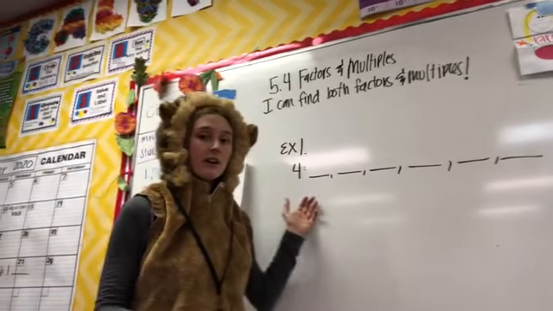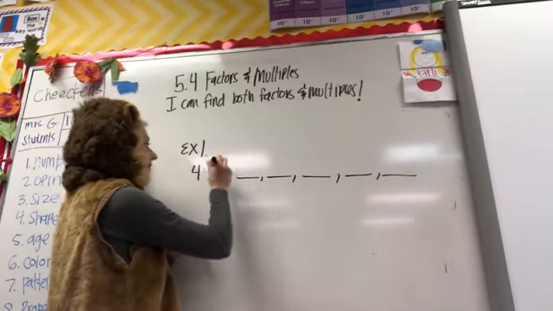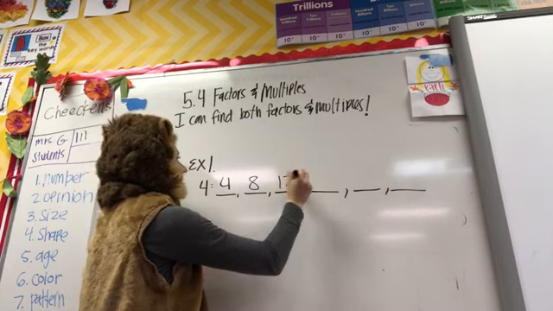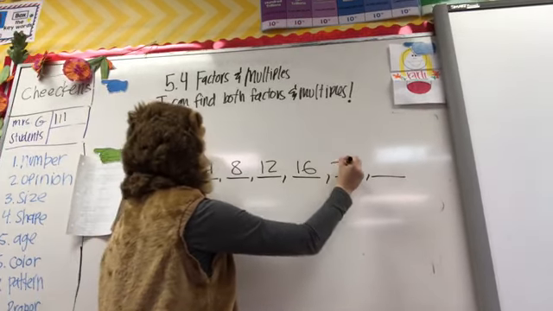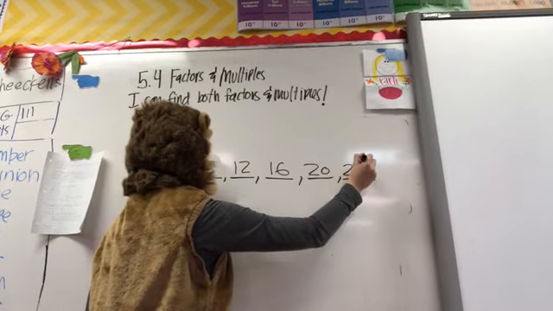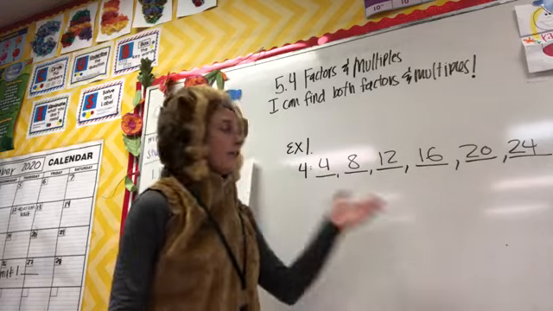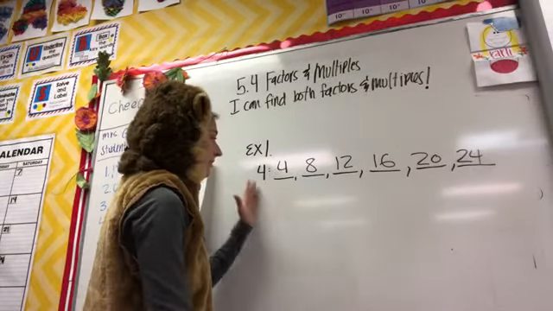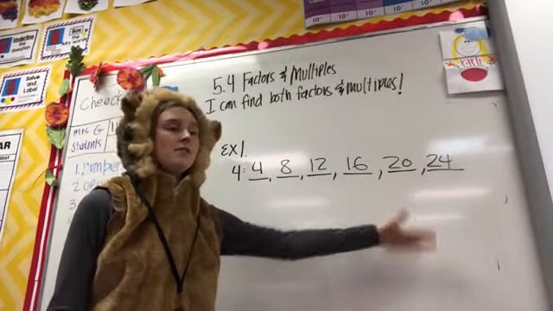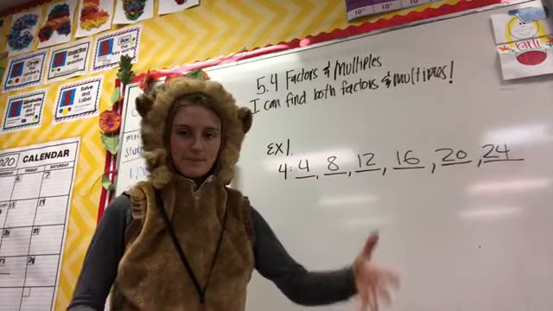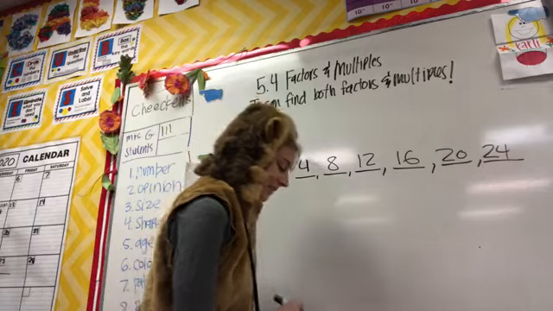You always start with 4 times 1, which is 4. Then 4 times 2, 8, then 4 times 3, 12, 16, 20, 24. All right, so if I asked you to list the first 6 multiples of a number, you just take that number and you multiply it: 4 times 1, 4 times 2, 4 times 3. All right, very cool. That's a multiple.